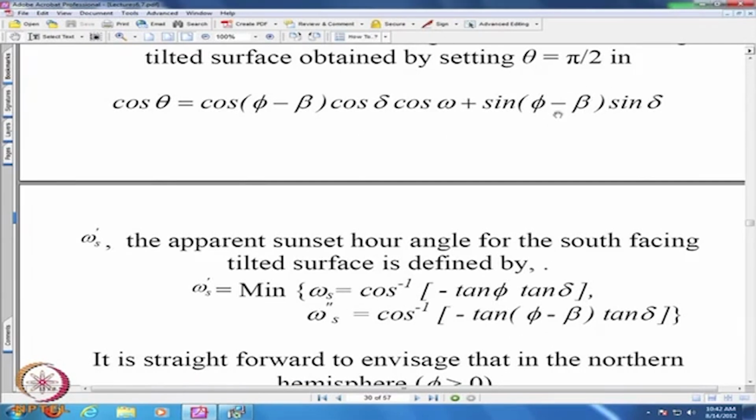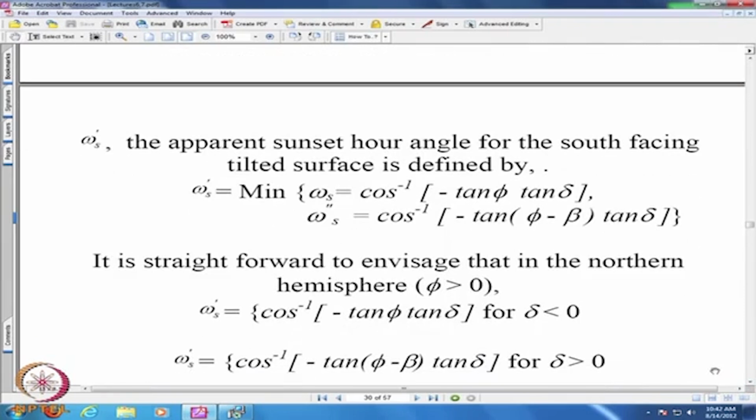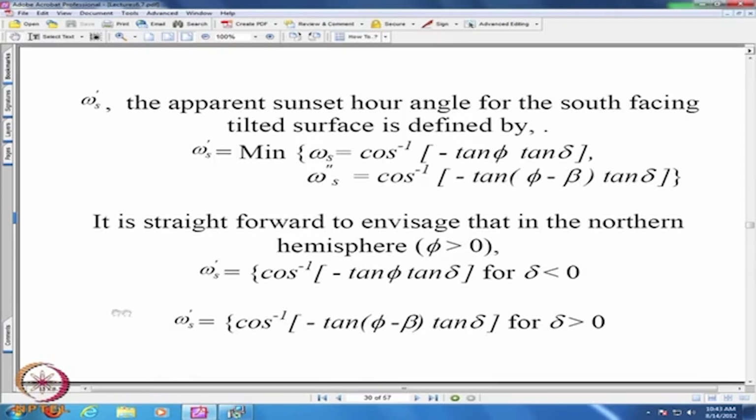Otherwise, mathematically you will get a cos inverse of minus tan phi minus beta tan delta, which may be a larger or smaller number than omega s, and the surface cannot receive radiation beyond the time the sun is not shining. So, now you can use a little trigonometry on delta being negative or positive, phi minus beta being positive or negative, and it always turns out that your omega s dashed is given by the simple sunset hour angle for negative delta and by the sunset hour angle of the tilted surface for positive delta.